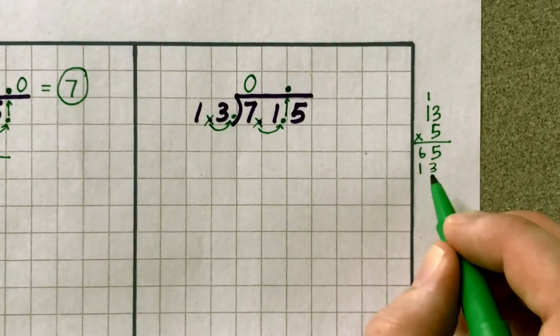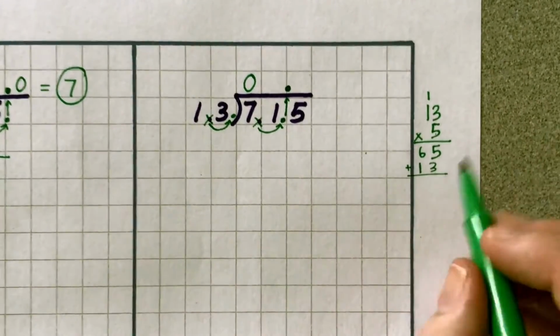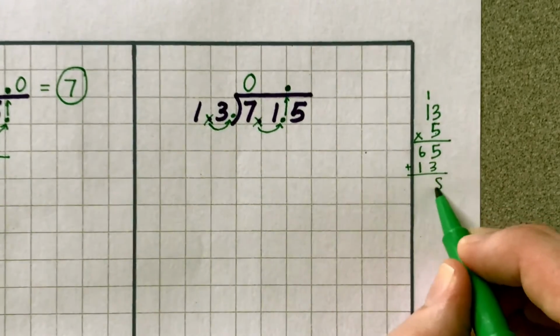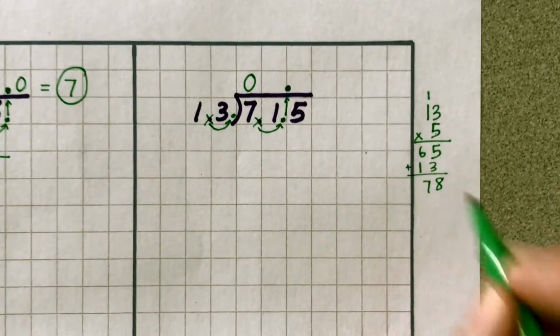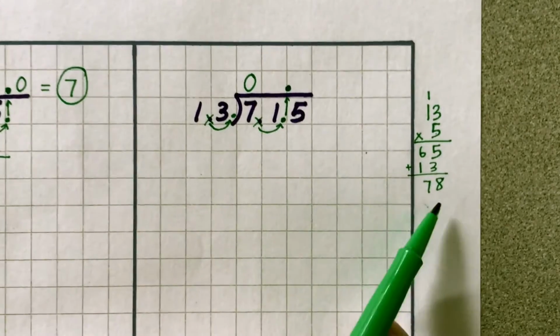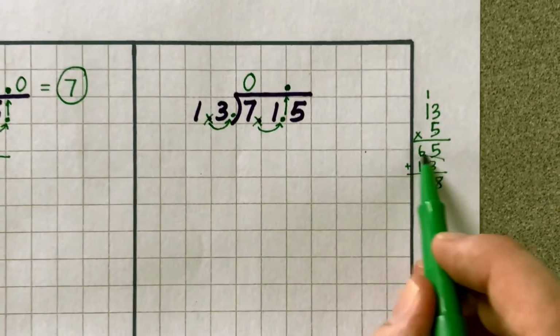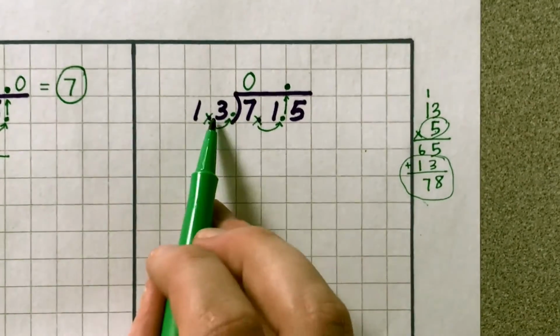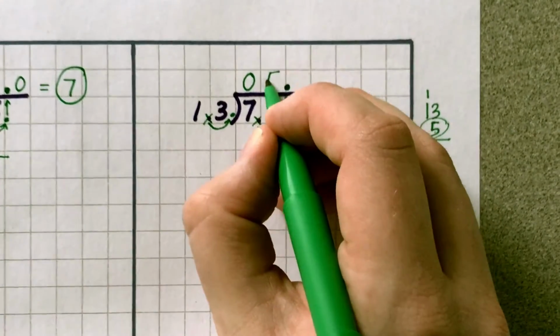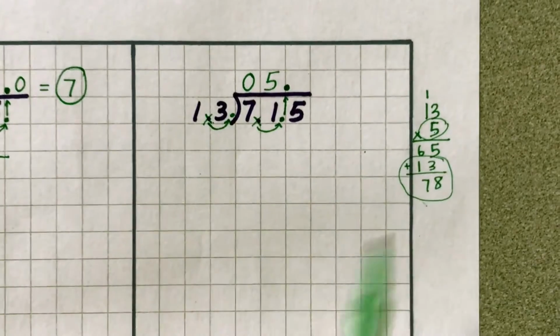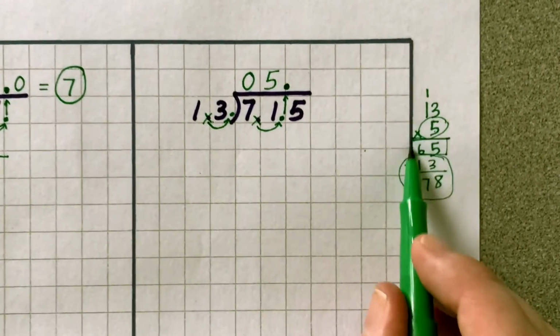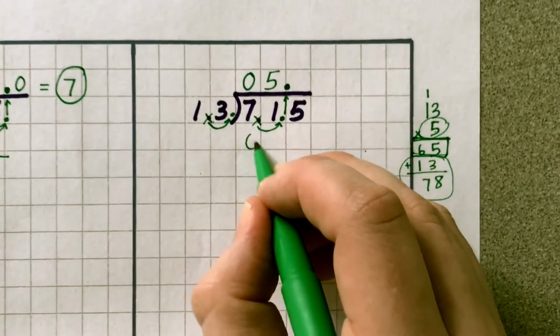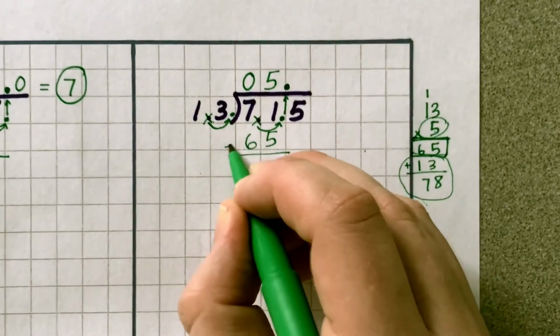Could it go in another time without going over? Well, I'm going to just add 13 right here real quick just to find out. 5 plus 3 is 8, 6 plus 1 is 7, that's 78. So we see that one more time would be too much. So 5 is the perfect number. 13 goes into 71 5 times, and 13 times 5, as we just found out, is 65. So we're going to put 65 underneath here.